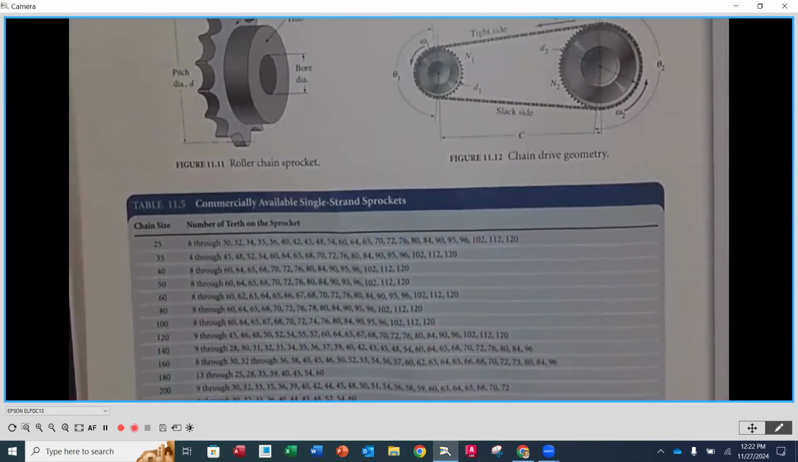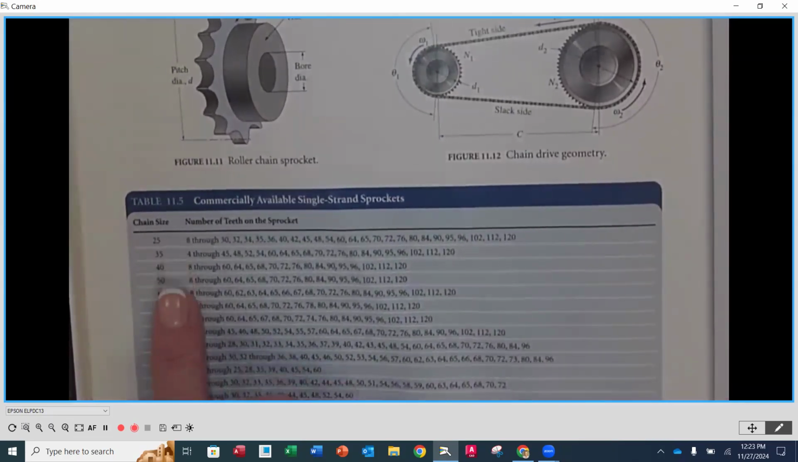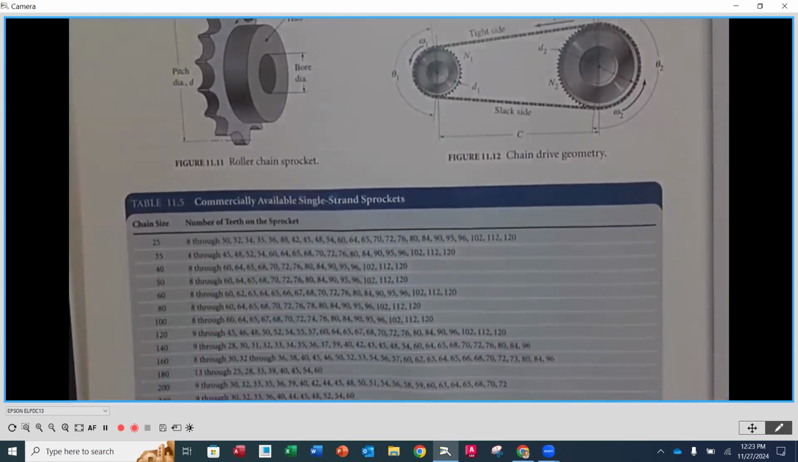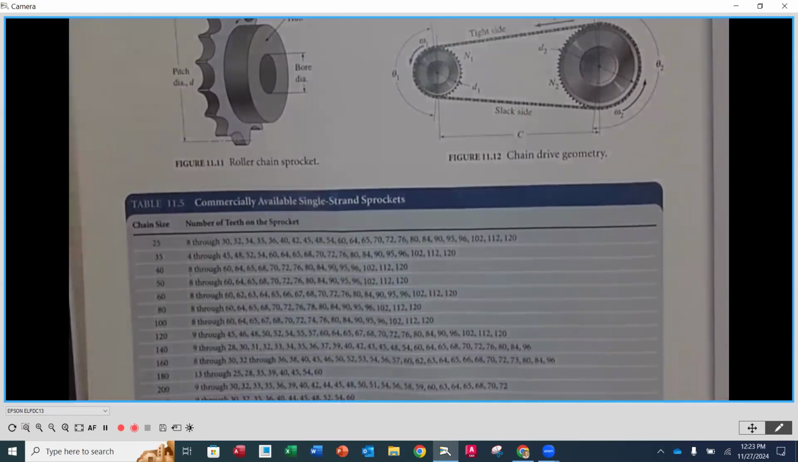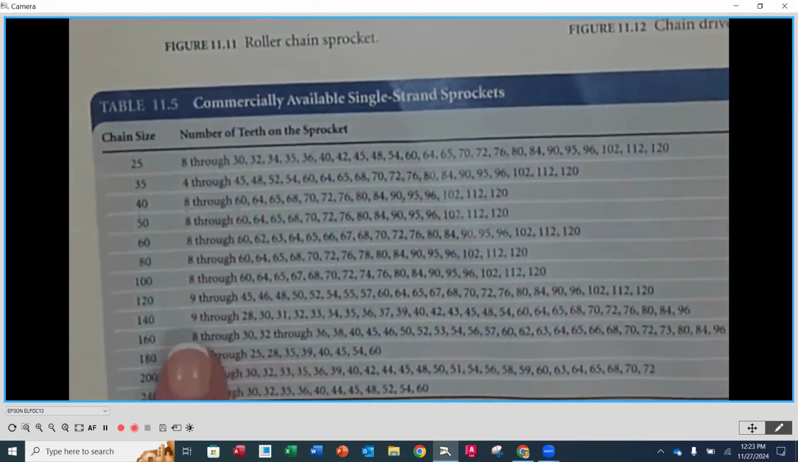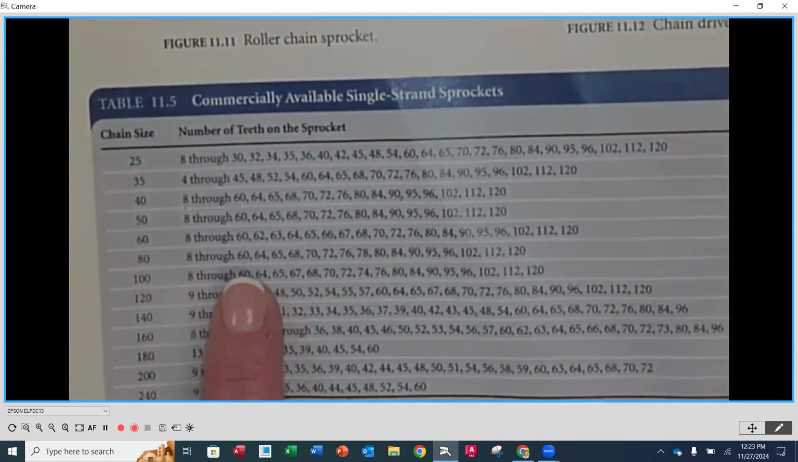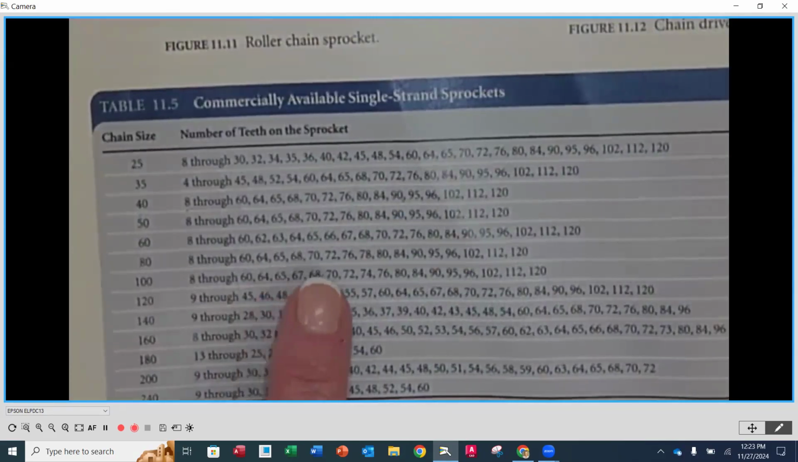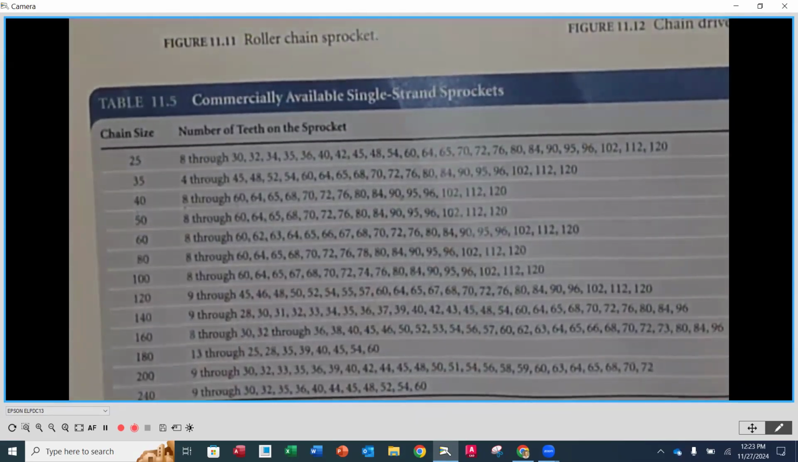Just like with V-belts, just like with gears, inside any size family, whatever the number of chain is, you're going to notice that the number of teeth on the sprocket is going to be a little bit different. It's not going to be every single integer of teeth. So for instance, if we look at a number 80 chain here, number 80 chain, it goes from 60, 64, 65, and so on. Notice that it's not every integer number.